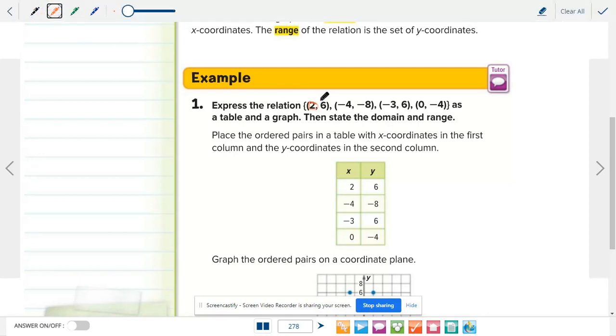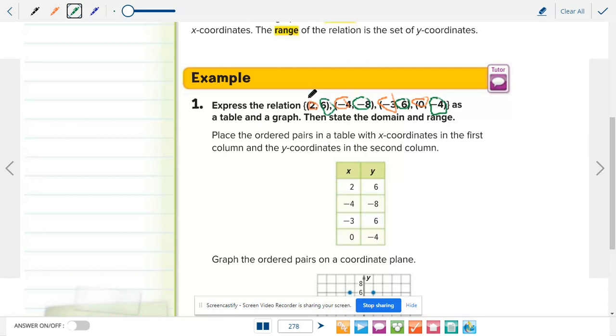Okay, domain, right, is the X values. So you just list those for your domain. And we have our range, which are the Y values. And just like X and Y are in alphabetical order, right? X, Y, X comes before Y in the alphabet.